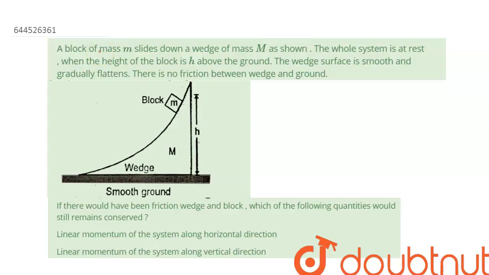A block of mass m slides down a wedge of mass M as shown. The whole system is at rest when the height of the block is h above the ground. The wedge surface is smooth and gradually flattens. There is no friction between wedge and ground. If there would have been friction between wedge and the block, which of the following quantities would still remain conserved?